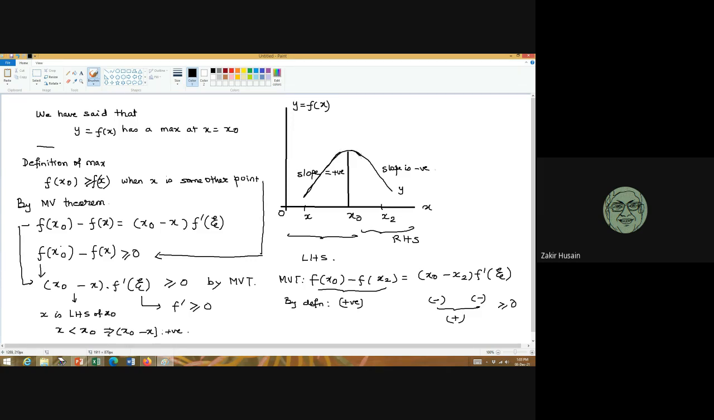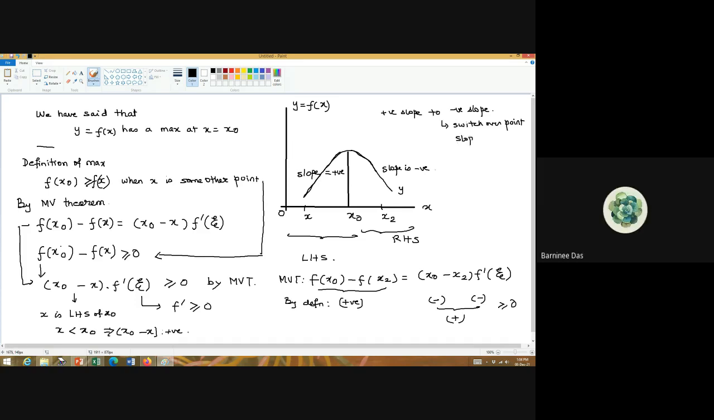As I'm coming down like this, I'm having a negative slope, okay? So at some point, if the function is both continuous and differentiable, at some point, there has to be a switch from positive slope to negative slope. Okay, and at the switchover point, what is the slope?